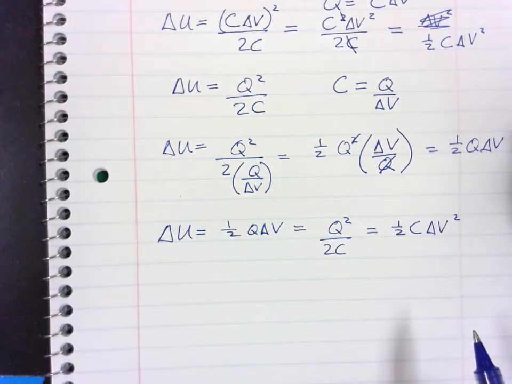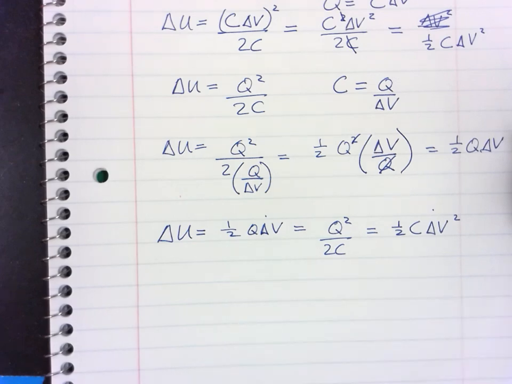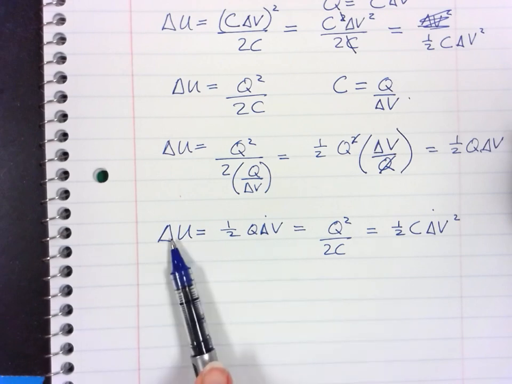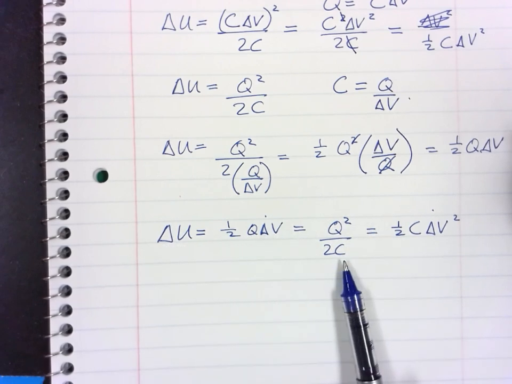So 3 different ways of writing it. For some reason, your formula chart only does 2 of them. It only does this one and this one. I don't know why it doesn't also include this one, but it does have the definition of capacitance on there, so you can always rearrange it. So depending on what you know in a problem, you'd find the energy stored on the capacitor from a charge and the battery voltage, charge stored and capacitance, or capacitance and voltage.